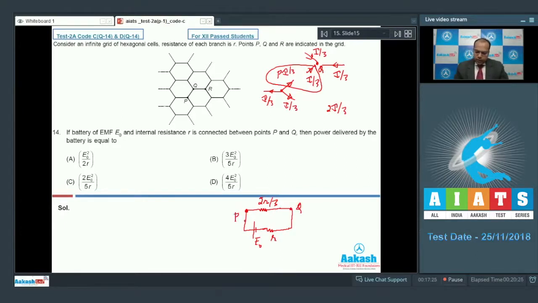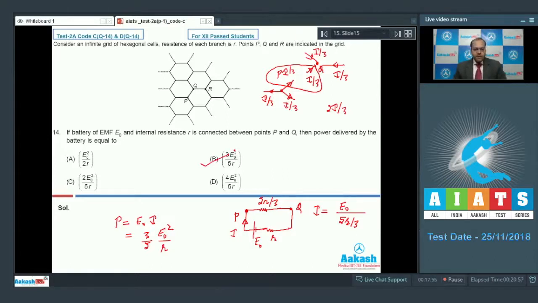So in order to calculate the power delivered by the battery, first of all I have to calculate the current through the battery, and the current through the battery is E0 divided by total resistance, and the total resistance can be written as 5R by 3. So the power delivered by the battery is E0 into I. So if I substitute the value, then it comes out to be 3 by 5 E0 square by R. So option B is the correct answer.